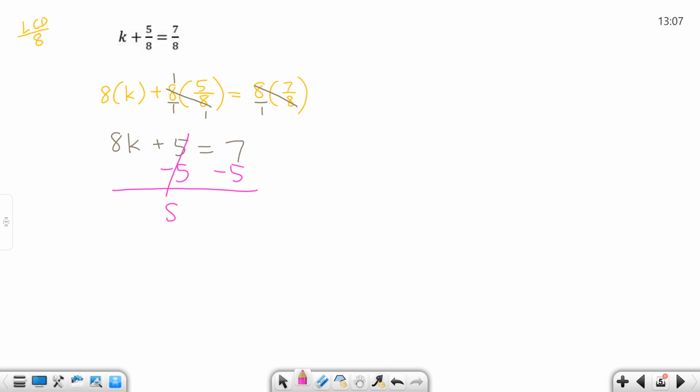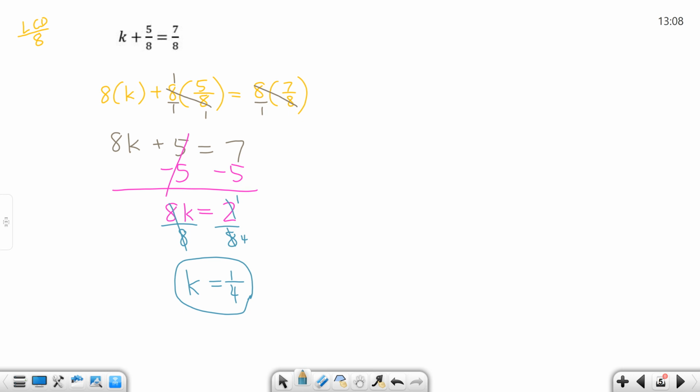The 5 minus 5 cancels. 8k equals 7 minus 5 is 2. 8k equals 2. And then finally, I divide both sides by the coefficient. It's multiplied by the variable k. Divide to undo it. K equals, now be careful, this is not 4. What goes into 2 and 8? 2. How many times does 2 go into 2? Once. The 1 is in the top, the numerator. So this becomes a 1, and this is a 4. So this is 1/4. So k equals 1/4.